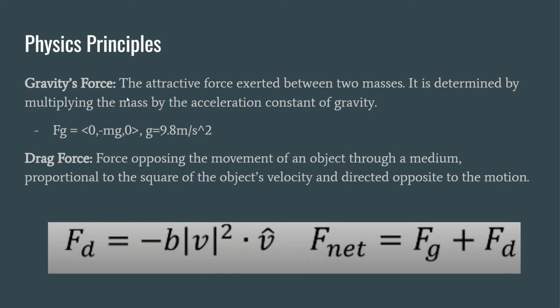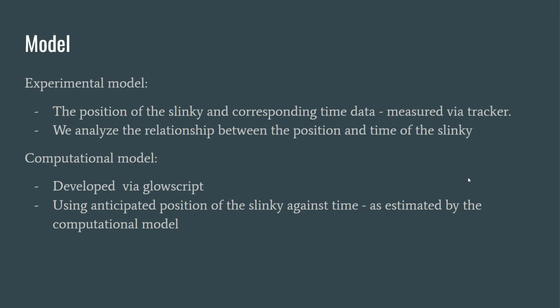And we also have gravitational force acting here, right? So that's just 0, minus mg, 0, with the gravitational constant of 9.8 meters per second squared being multiplied here as g. And then drag force, as I already mentioned, that's the force that's opposing the movement of the object. So these are all the different forces that we account for in our GlowScript motion and what caused the slinky to move the way that it does.